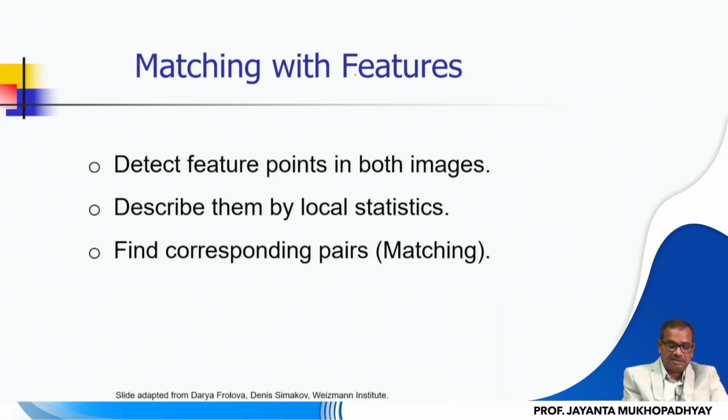That means we detect the feature points in both images, which I discussed using an operator like the Harris operator. Then we describe those key points by their local statistics. And finally we use some matching technique to build up the correspondences, like a distance measure: where the distances are small, they are likely candidates for becoming the corresponding pair.